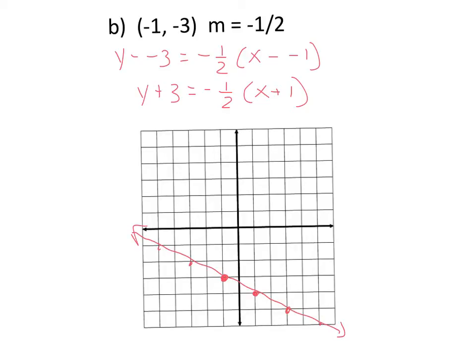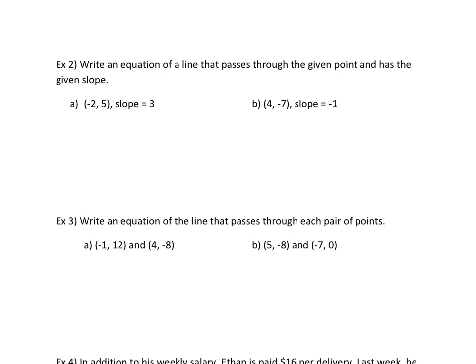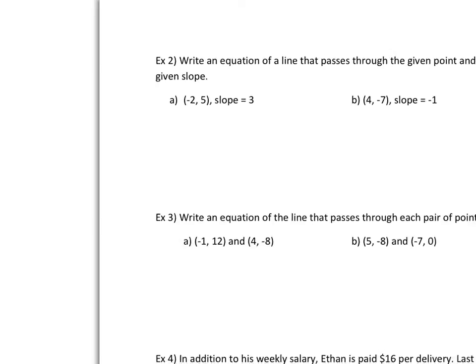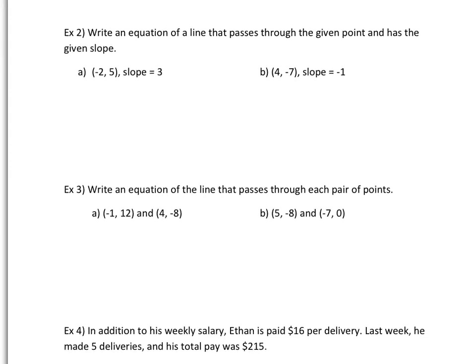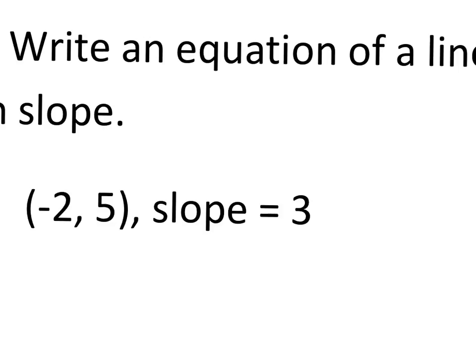All right, now let's go to the next example here on the next page. Now, the directions on this page say write an equation of a line that passes through the given point and has a given slope. Now, one of the things the directions does not say, let's go ahead and put that in here. They're going to want slope-intercept form on this.